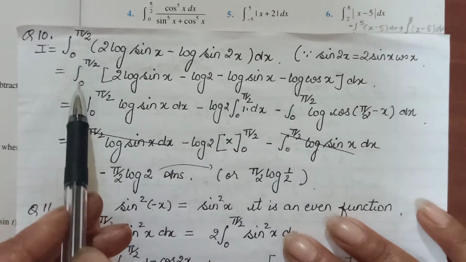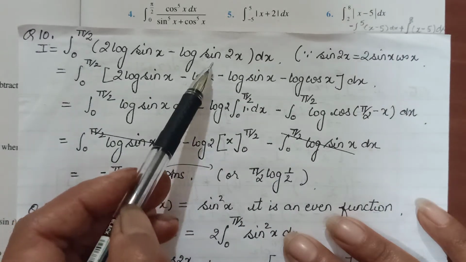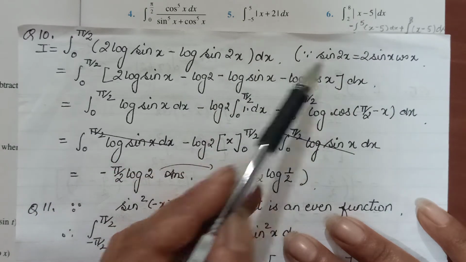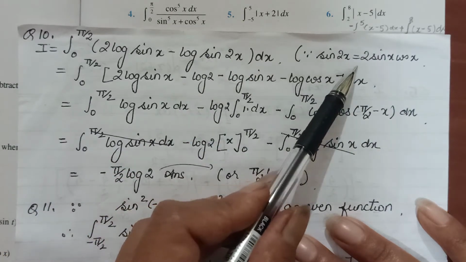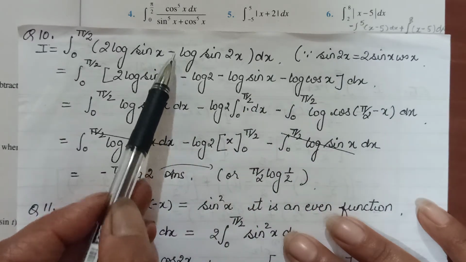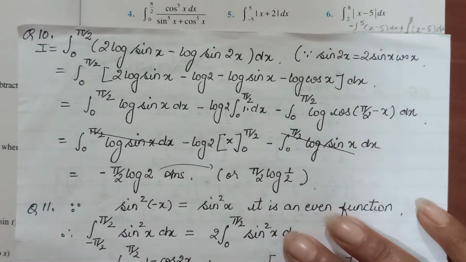Okay, so 0 to pi by 2, this we have copied as it is. We have opened this using the formula and the log property. So it would be log of 2 plus log of sin x plus log of cos x, and because there was a negative, all of these became negative. I hope it is clear.